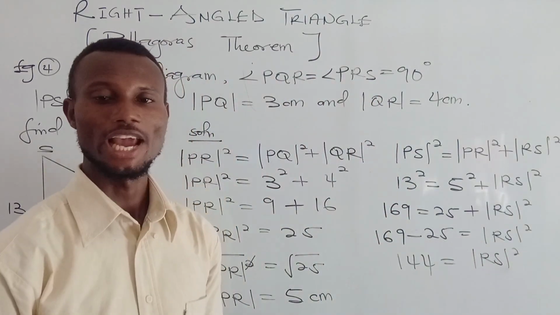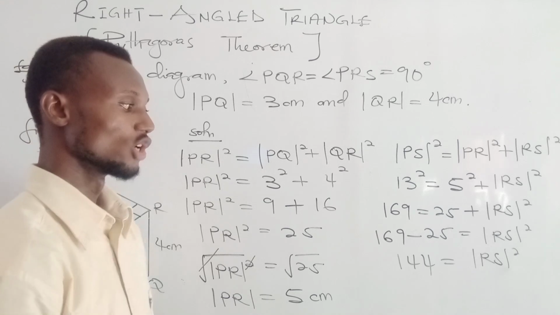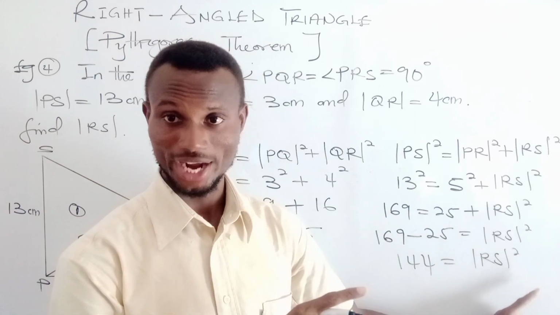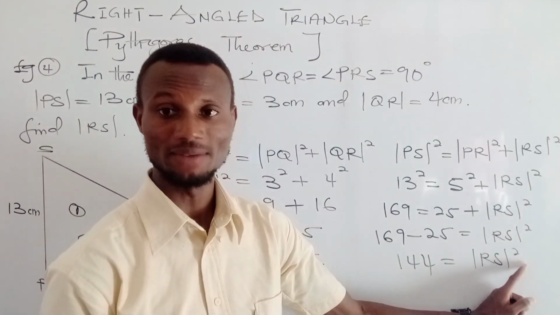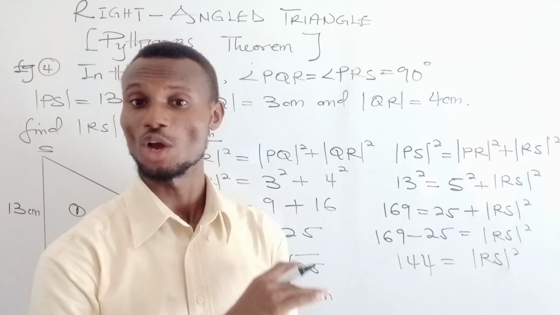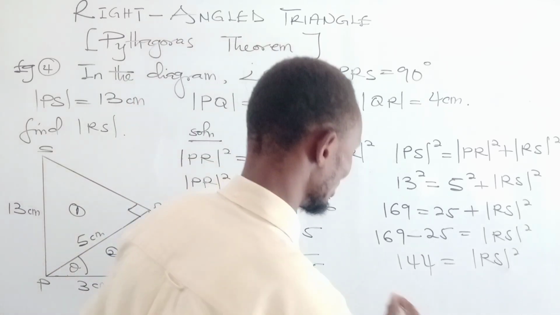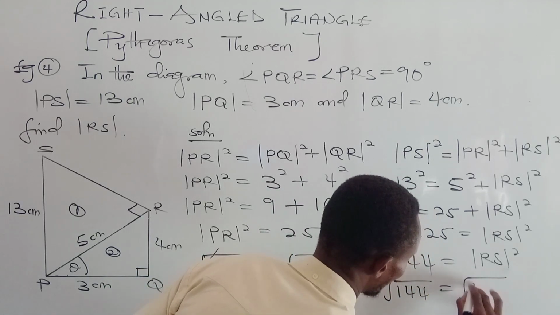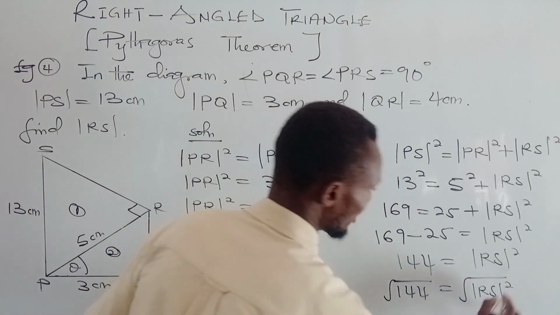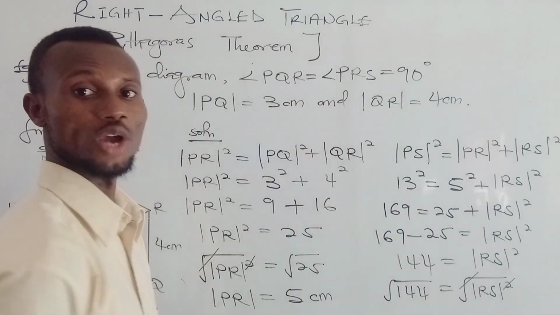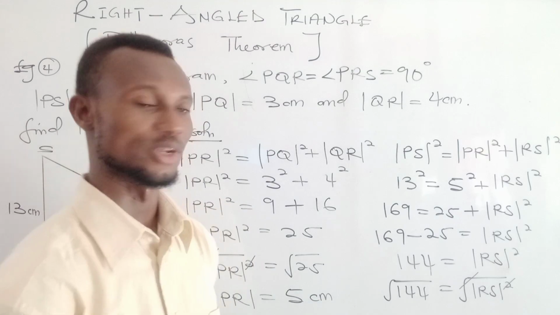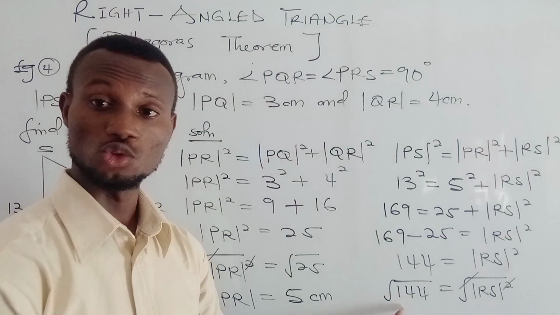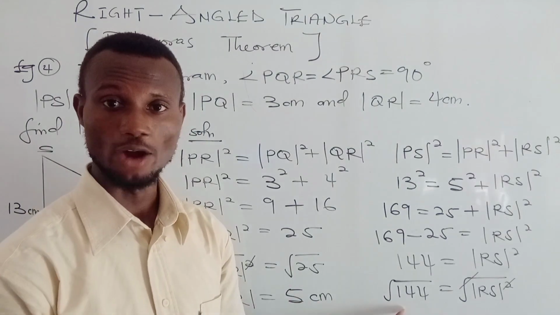I hope you understand and you agree with me up to this point. What we need to do to get line RS, because we are looking for line RS, not line RS squared, is eliminate this power 2. For us to eliminate it, we need to take the square root of both sides of the equation. So I'll take the square root of 144 equals the square root of line RS squared, so that this power 2 can cancel the square root sign away. So we will have that line RS will be equal to the square root of 144, which is 12. I hope you agree with me.